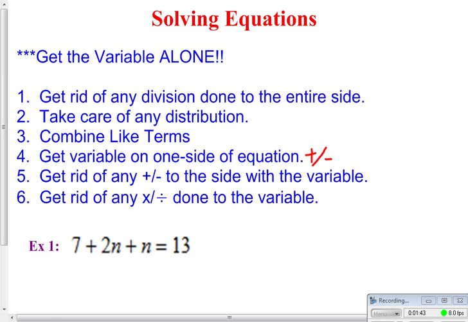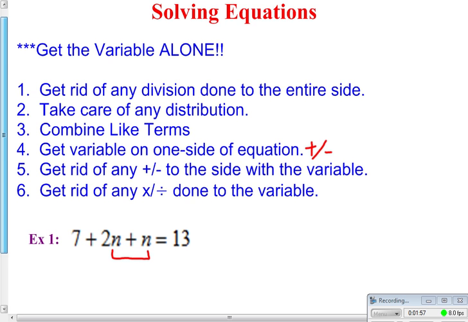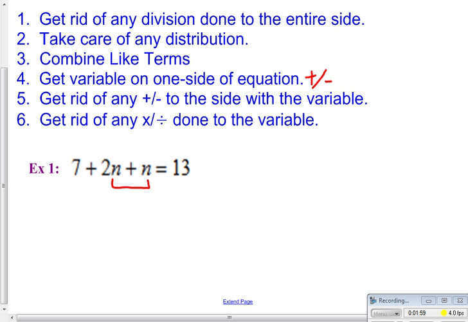So example 1 here, there is no division on one side. There is no distribution. We actually don't have to do those two steps, but we do need to do the third. We need to combine like terms here. When we combine our like terms, we have 7 plus 2n and n. Remember, n really does have a coefficient. It has a coefficient of 1. So basically you have 2n plus 1n. That will give us 3n equals 13.